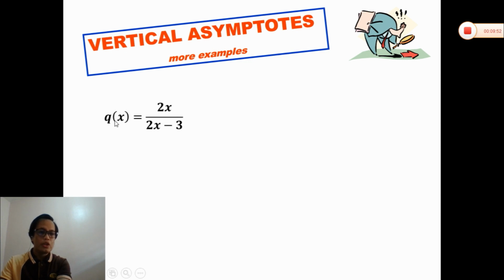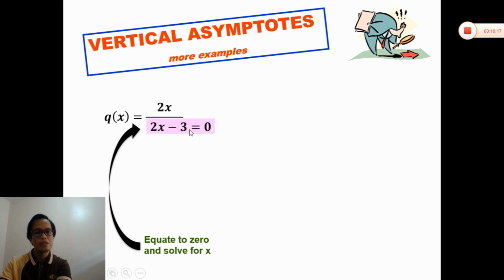Say you are given p of x equals 2x over 2x minus 3. So our denominator, still on the denominator, is 2x minus 3. What we need to do is to equate to 0 and solve for x. So 2x minus 3 is not factorable. So we just equate this denominator to 0 directly and afterwards we solve for x. So that becomes 2x minus 3 equals 0. Then, by addition property of equality, that gives us 2x equals 3.